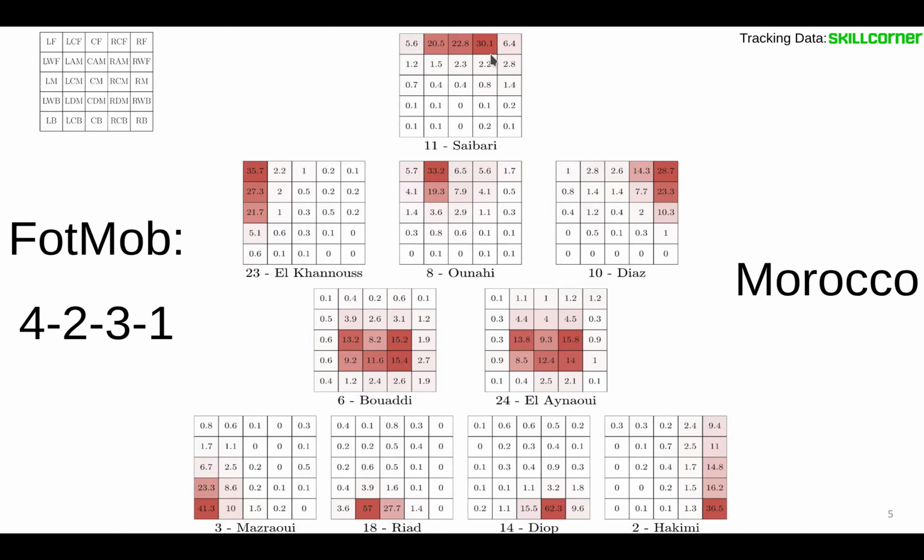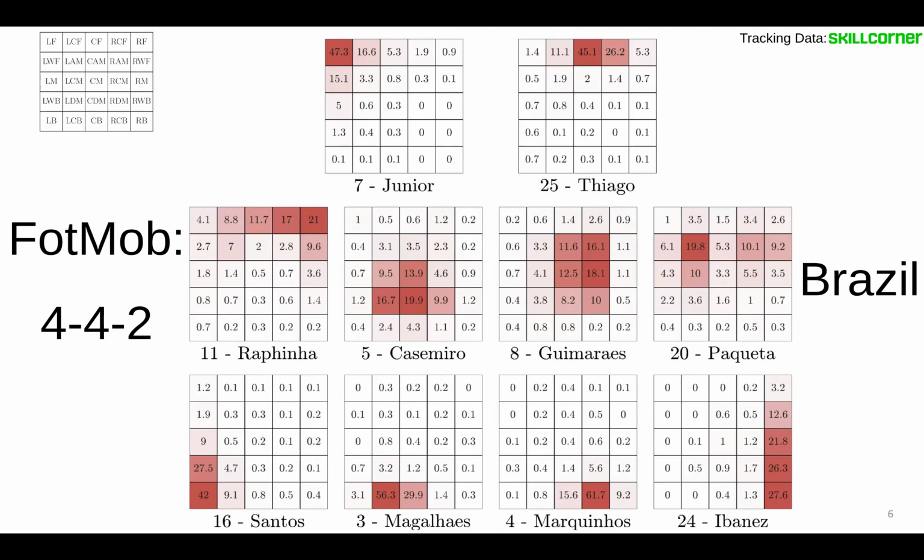So maybe we need to move these puzzle pieces here and say that Morocco didn't play in a 4-2-3-1, but they were more in a 4-2-4, where number 8, number 11, number 23, and number 10 were on the front line. When it comes to Brazil, we see that FotMob has a 4-4-2.